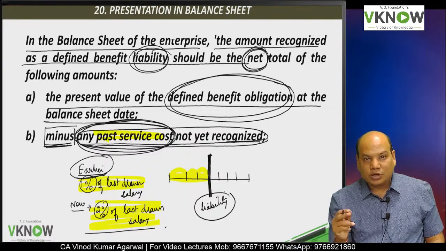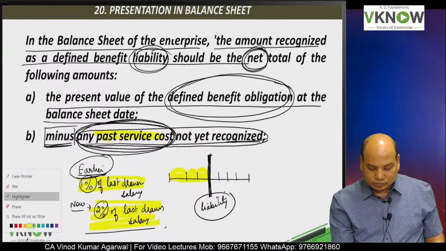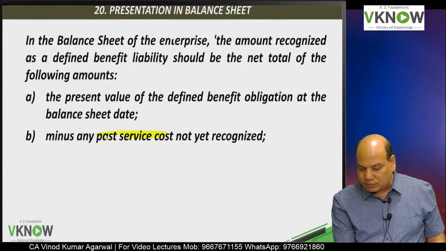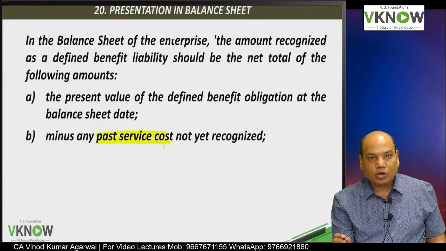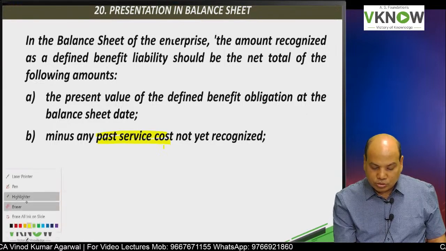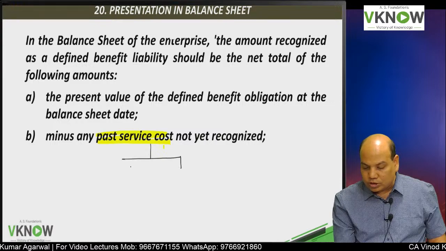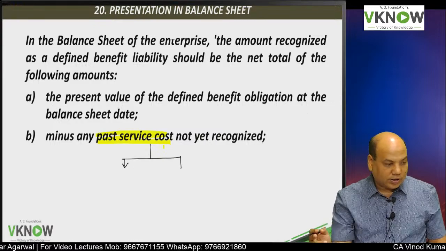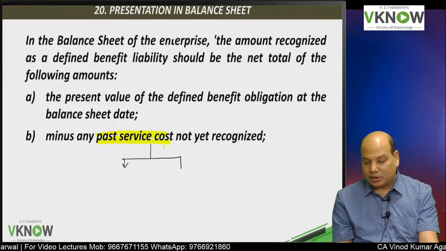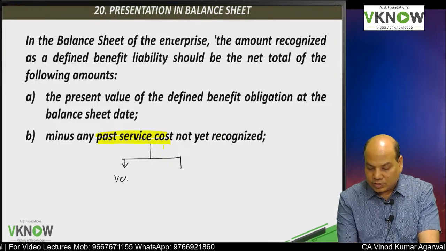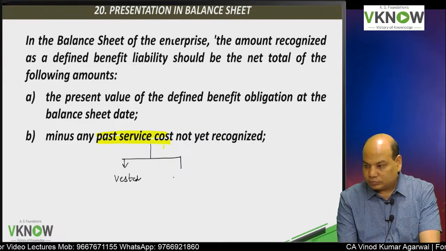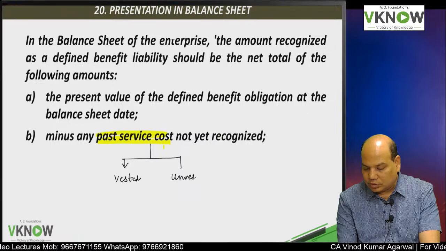Past service cost is of two types. Which two types? Past service cost is of two types. You don't have to write, it is written on the next page. I am just explaining. One is called vested, one is called unvested.